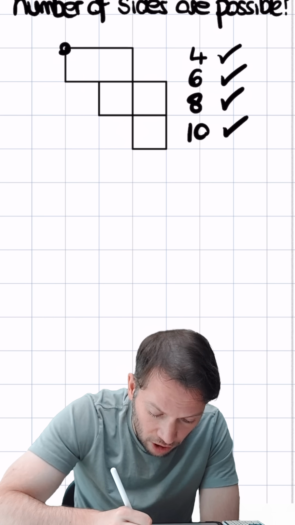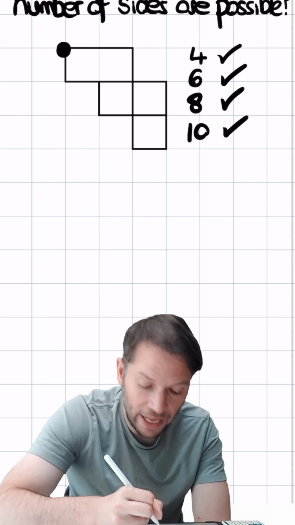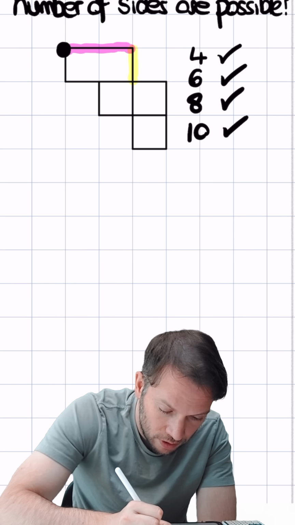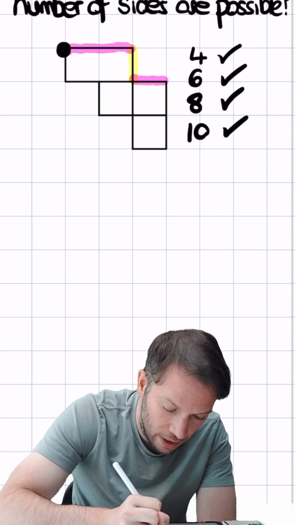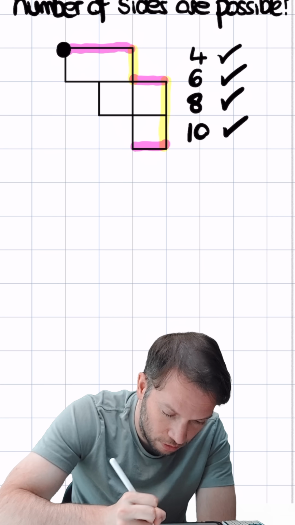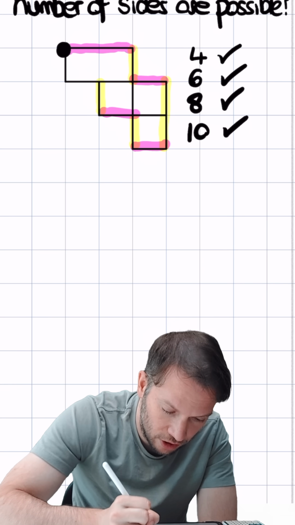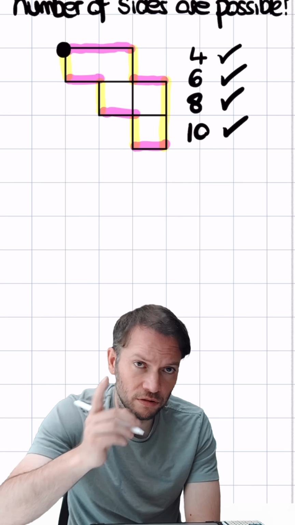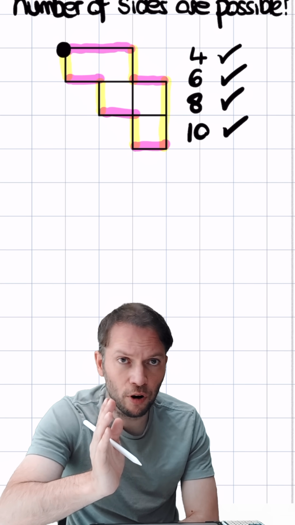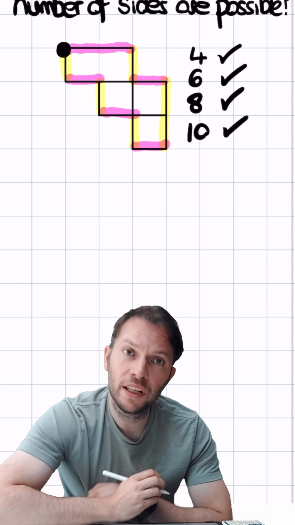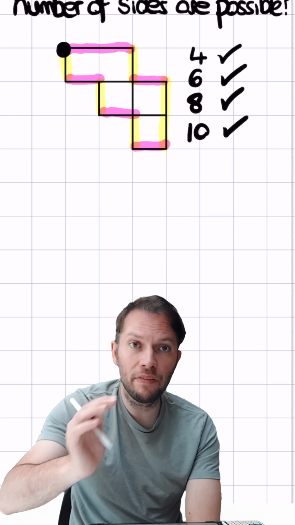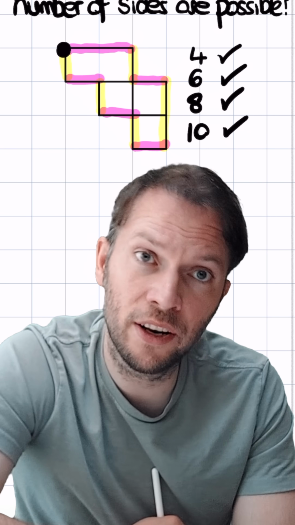Let's suppose we started at this point here. Then as we go around the edge of the shape, we do horizontal, then vertical, then horizontal, then vertical, then horizontal, vertical, horizontal, vertical, horizontal, and then vertical. So we always alternate between horizontal and vertical, and we have the same number of horizontal lines as vertical lines, and therefore there must be an even number of sides of the polygon, and therefore we've proven there can't be an odd number of sides.